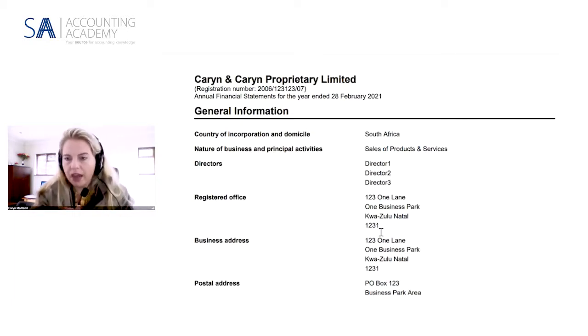So, for example, if I was doing a trust set of financials, this general information page often is a summary of the trust deed, because it's who the beneficiaries are, who the trustees are, what the objective of the trust is. And in the same light, okay, really important for me to know where this company is incorporated and operates, because of things like later my functional currency and my presentation currency, if it's different, I need to know the borders. By knowing that it's incorporated and the domicile is in South Africa, I also know the laws and regulations that work with it, okay? The nature of business and principal activities.